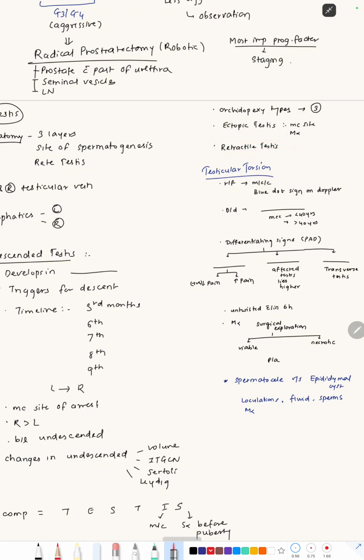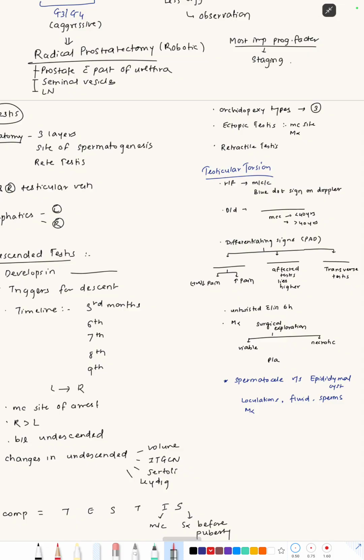Now, testicular torsion. There are multiple risk factors for testicular torsion, the most common cause being the bell clapper testis. Apart from that, other causes can be testicular inversion, undescended testis, then the one having a blue dot sign on the Doppler. That is called torsion of the cyst of Morgagni, or the testis where the epididymis is separating, which is a very rare cause.